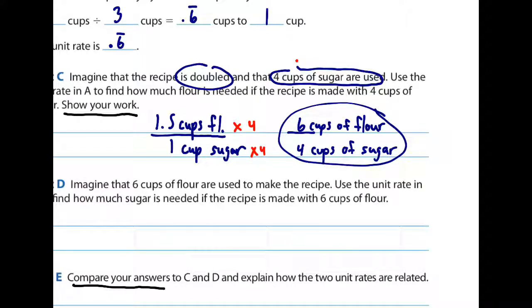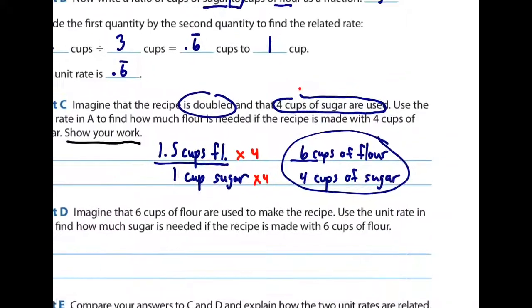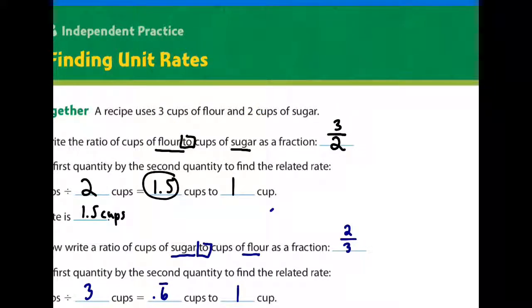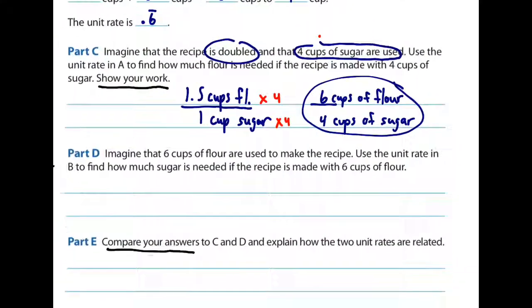Okay? Now remember how they said the recipe was doubled, and you're probably wondering, why did we multiply by 4 then? Well, let me go back. I'm just going to show you up at the top. The original recipe was 3 cups of flour and 2 cups of sugar. That was what was doubled. So if you multiplied those by 2, because doubled means to multiply by 2, you would get 6 cups of flour to 4 cups of sugar. You would get the same answer. But since we used the unit rate, we multiplied by 4.